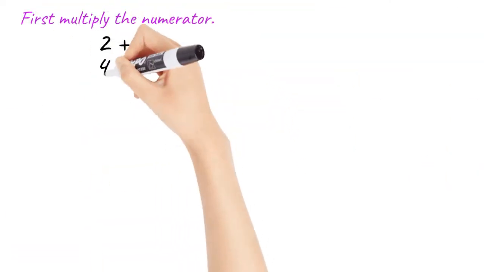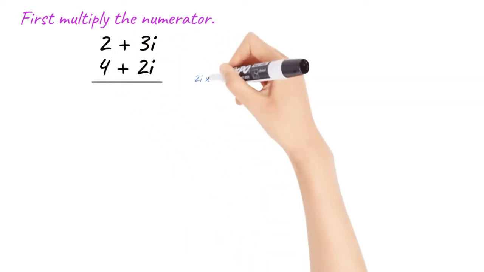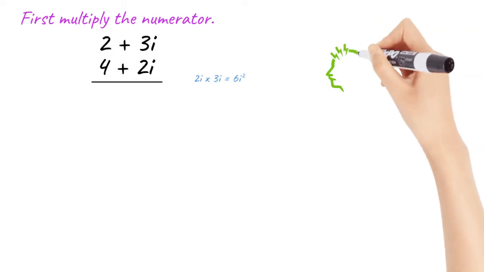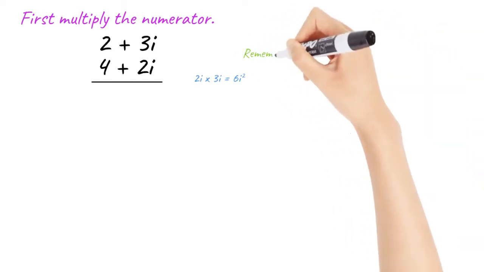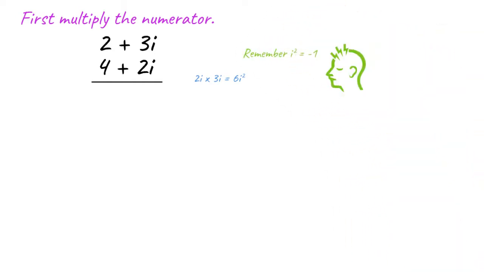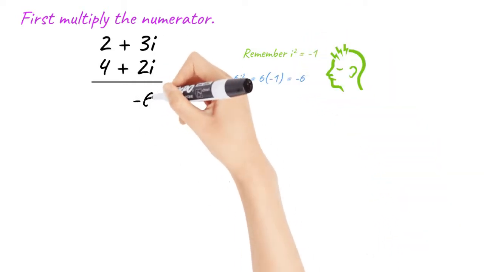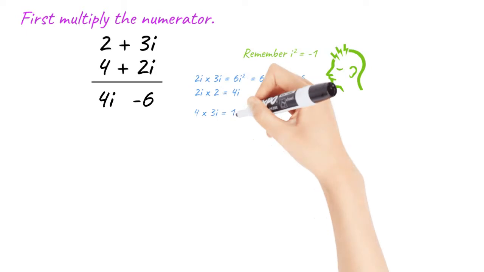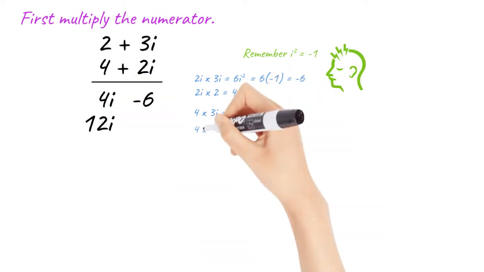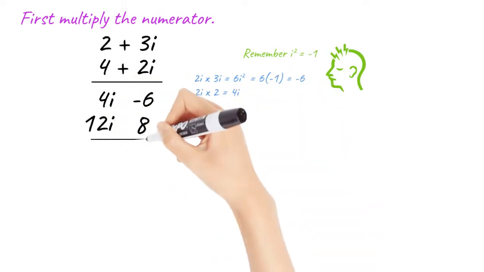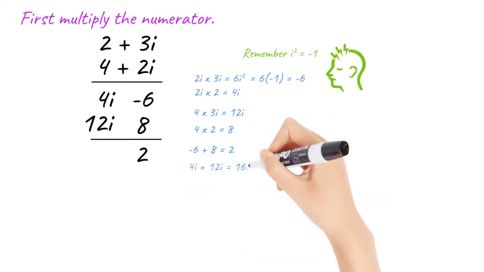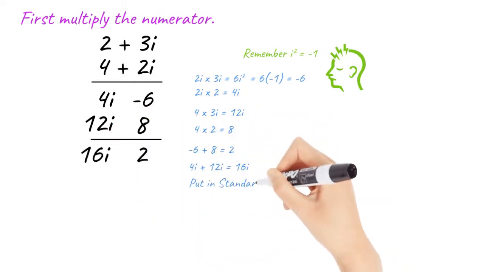First step, multiply the numerator. Write the numerator with the conjugate below it. Then multiply each term in the conjugate by each term in the numerator. As you do so, write like terms above each other. This will make it easier to combine them later. When the multiplication is complete, combine the like terms and rewrite this in the standard format with the i term last.